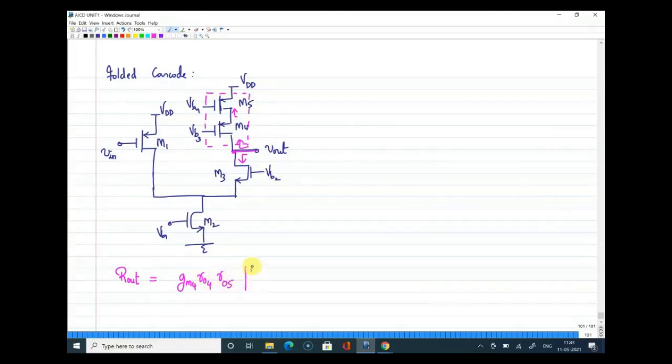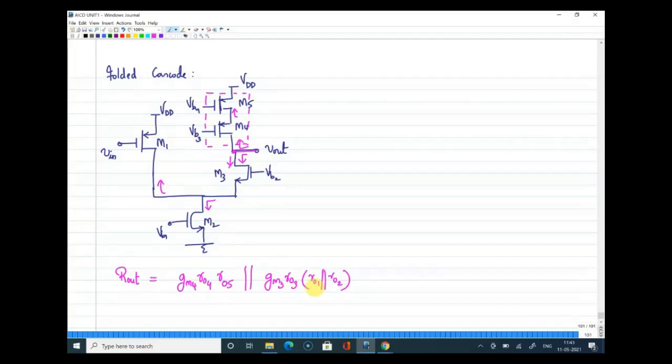Now that will be in parallel with the resistance seen here, which is ro2. The resistance seen here is ro1. Both are in parallel. So the resistance seen from the drain of M3 will be gm3 ro3 into ro1 parallel ro2. That is the output impedance. Yes, gm3 ro3 into ro1 parallel ro2, in parallel to gm4 ro4 into ro5. Yes, I hope this is clear.